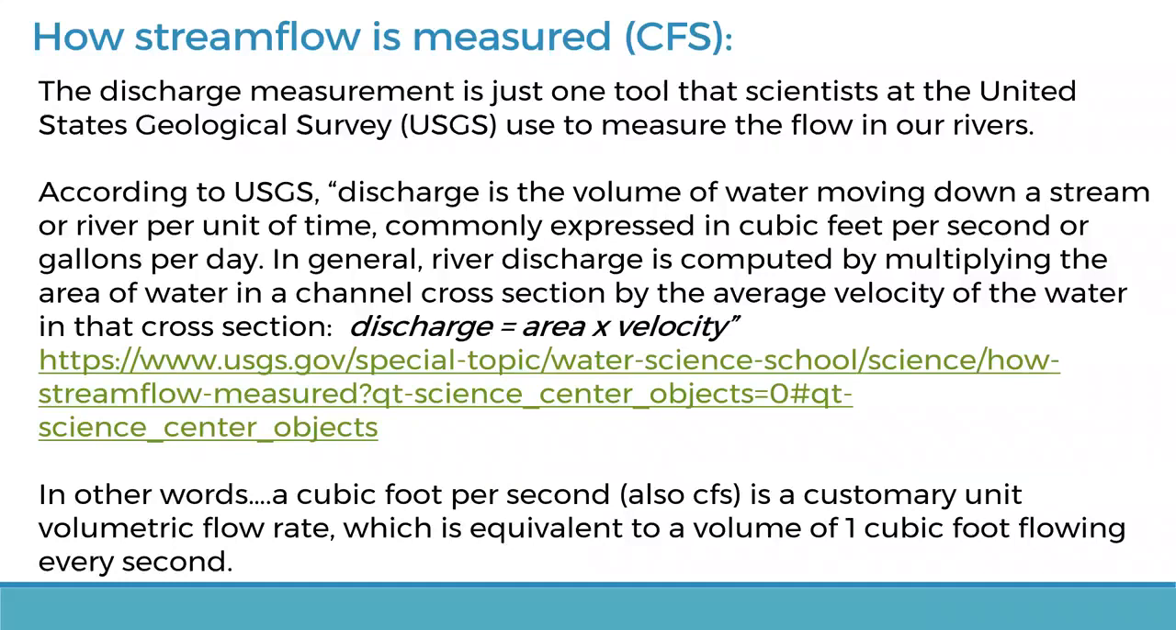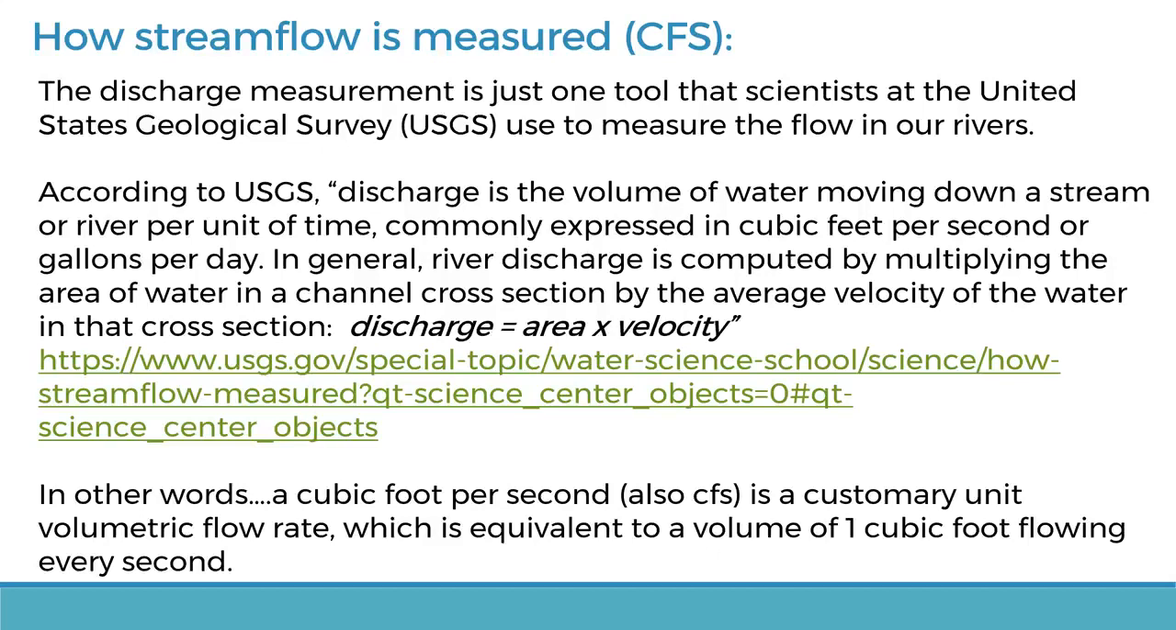CFS, which stands for cubic feet per second. And this information comes from the United States Geological Survey. The discharge measurement is just one tool that scientists at the USGS use to measure the flow in our rivers. According to USGS, discharge is the volume of water moving down a stream or river per unit of time, commonly expressed in cubic feet per second.